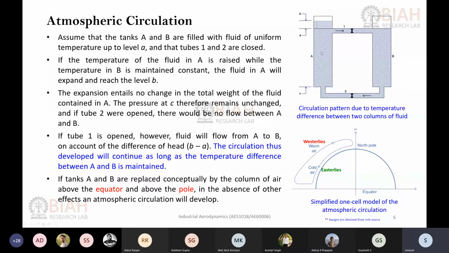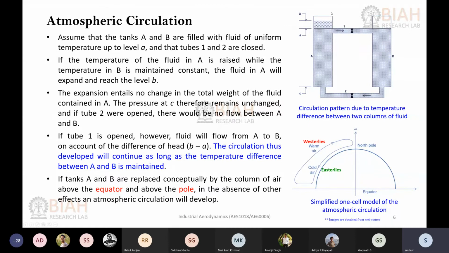Now what you do is raise the temperature of the fluid in tank A. If you increase the temperature of the fluid in tank A, what will happen? The fluid will expand, but its weight will remain the same, because the mass remains the same, it is just going to expand. So if I compare the pressure at C and the pressure at B, since the valves are closed and the weight remains the same, the pressure at C will be the same.